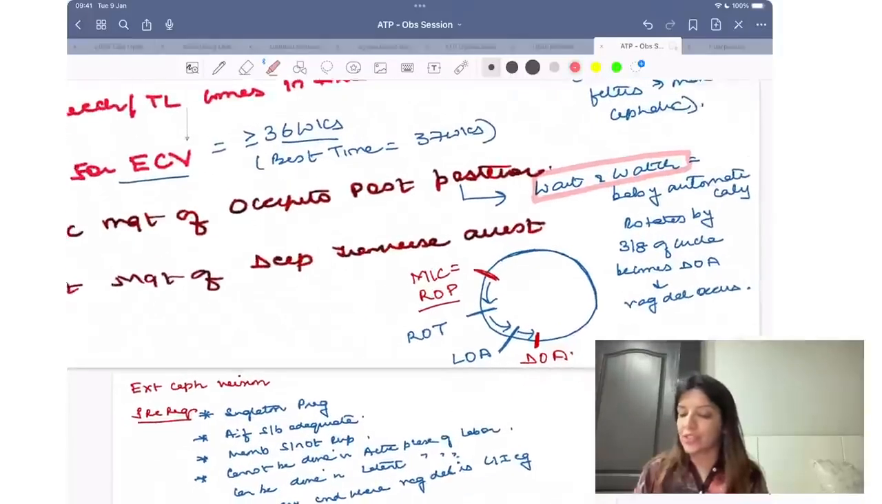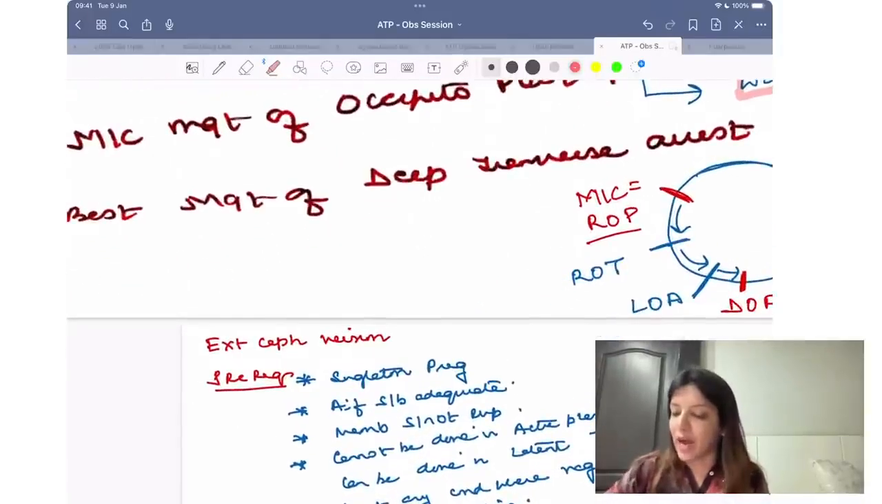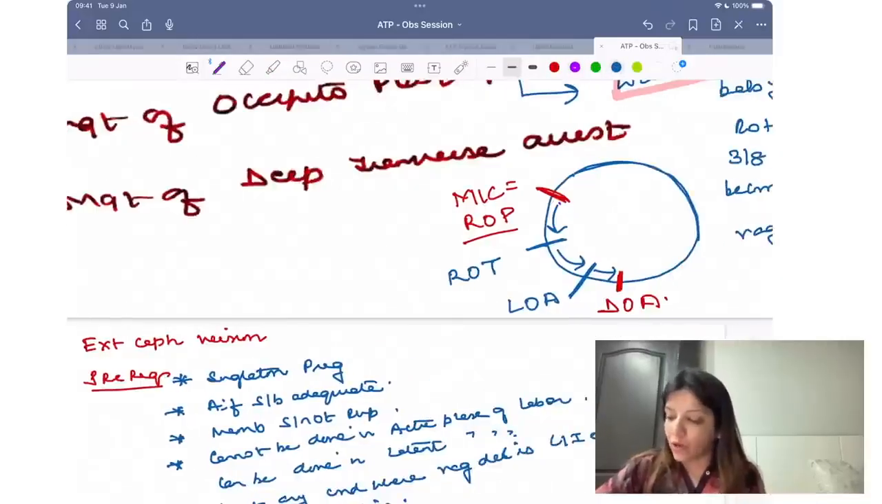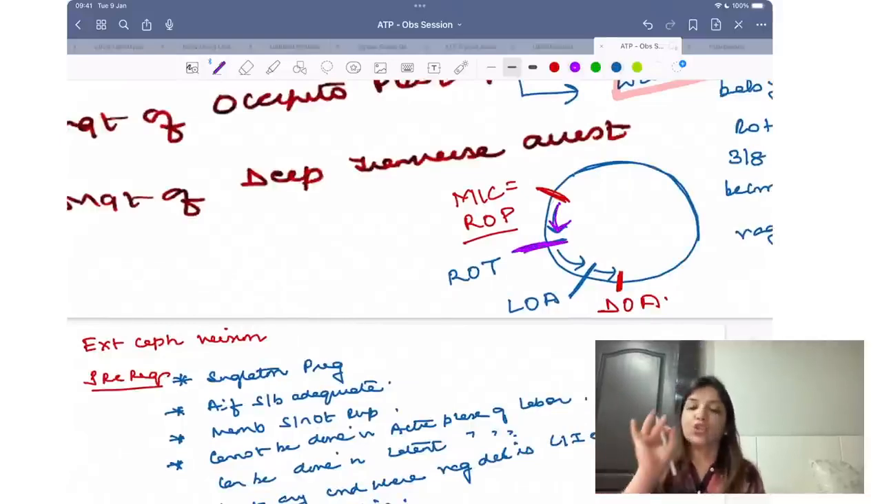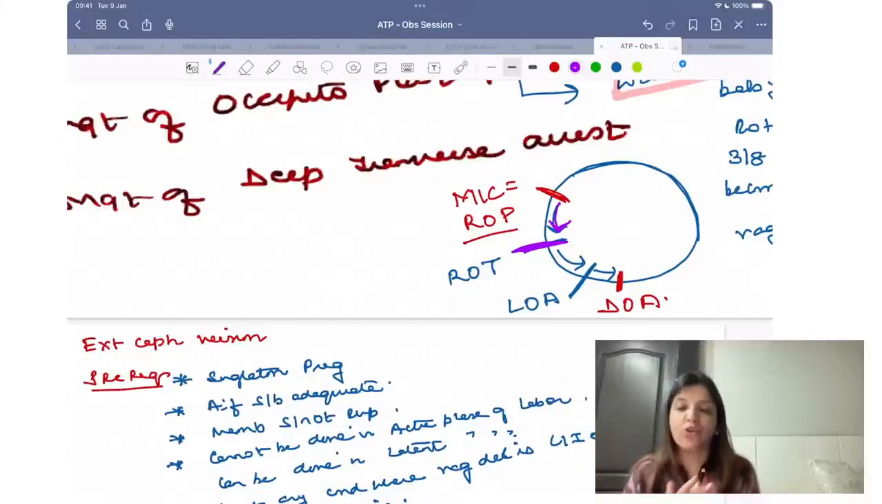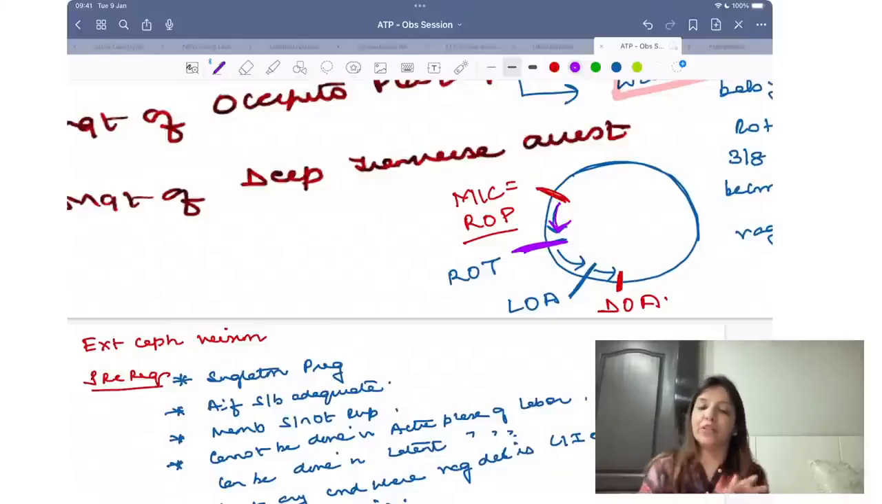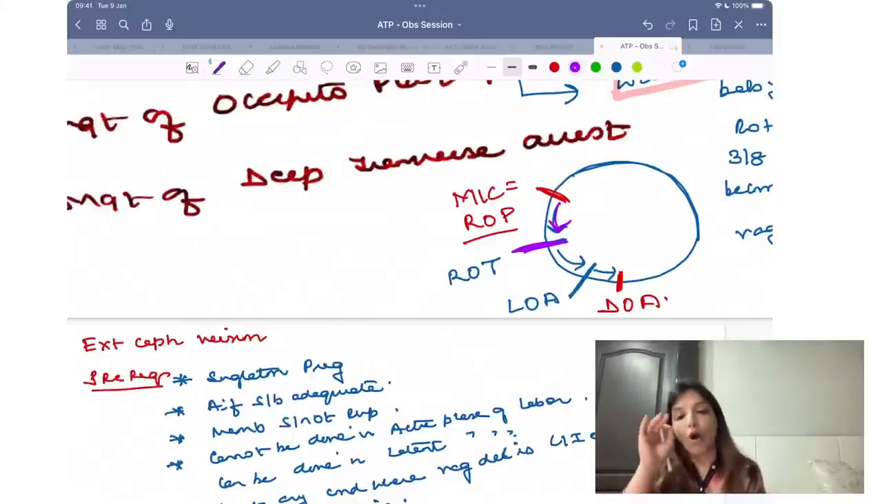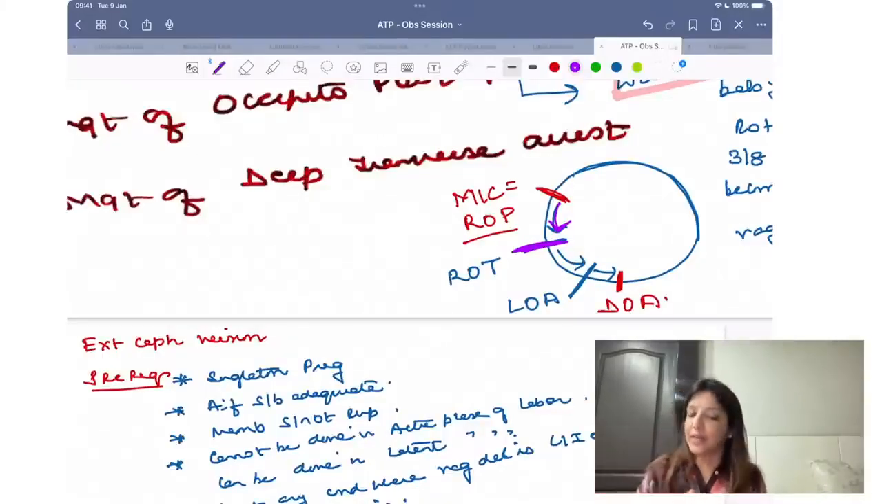Now, if your question says that baby started rotating from ROP position, it came to ROT position and then it stopped there. It did not rotate any further. Right? So occipito-posterior became occipito-transverse, but beyond occipito-transverse, rotation did not happen. Right? Then this is called deep transverse arrest.